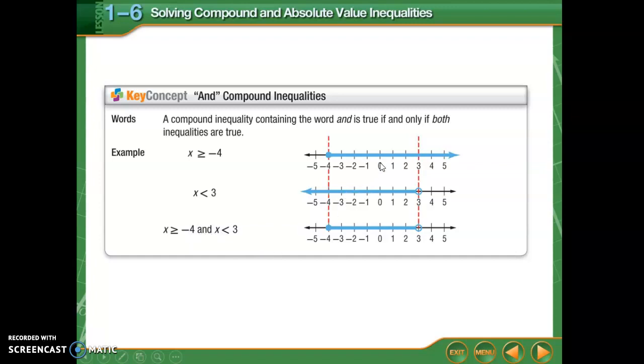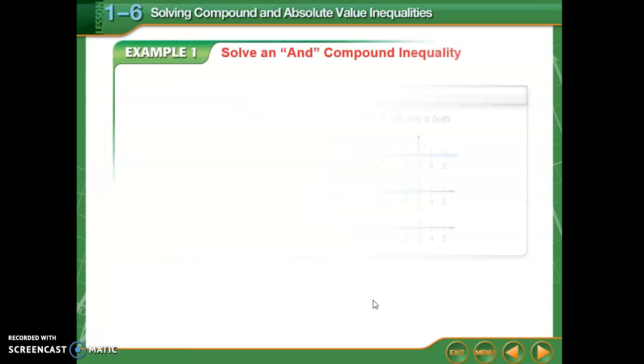You can also look at their corresponding graphs. The first one is a closed circle because of the line under the greater than sign, and it points to your right. The second one is an open circle because there's no line under the inequality sign. Then put these two together, and you get the intersection of the two graphs above, and this will be the result, which makes it a compound inequality.